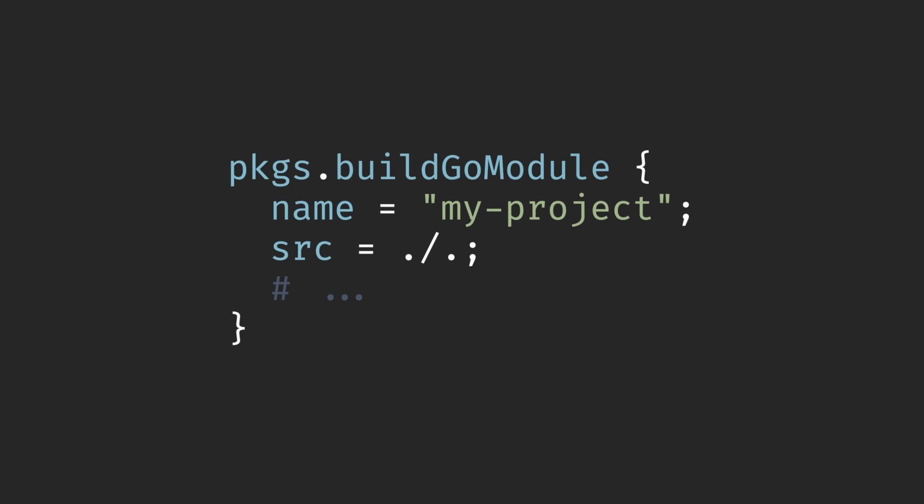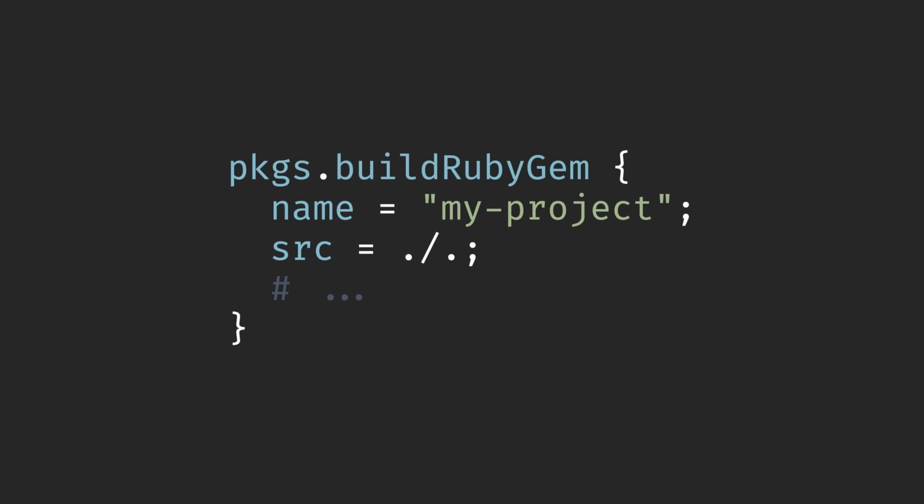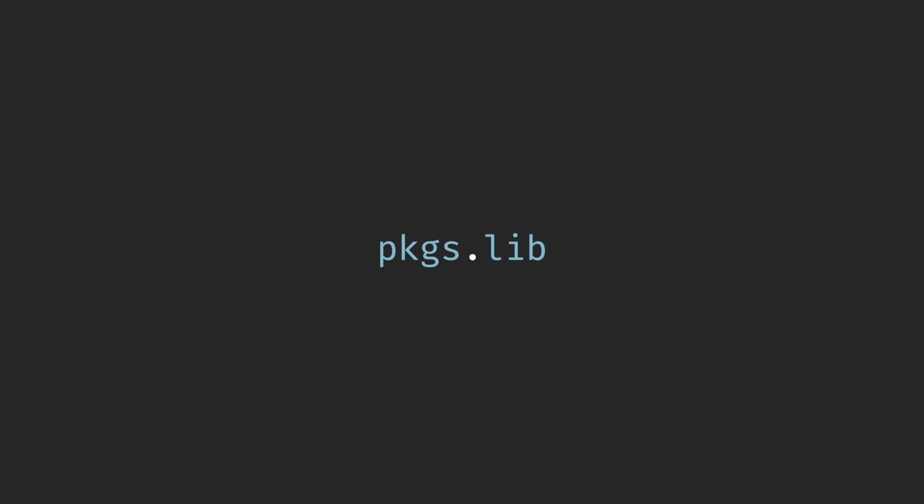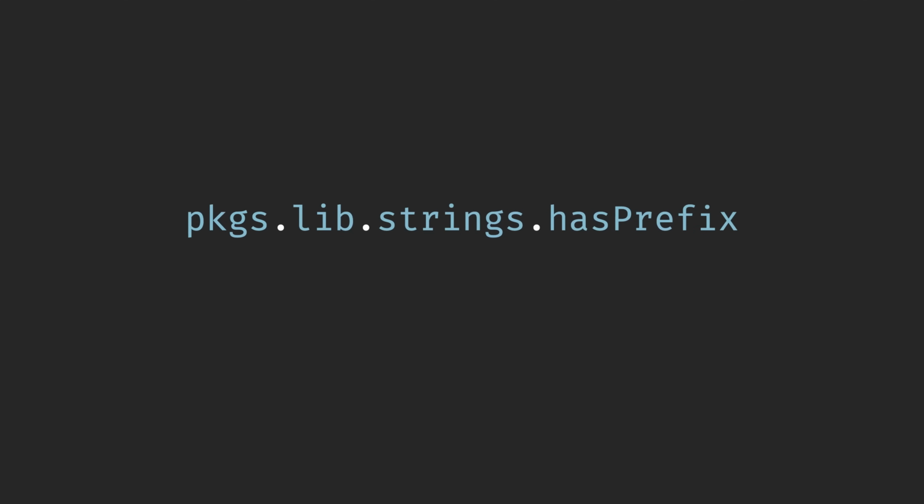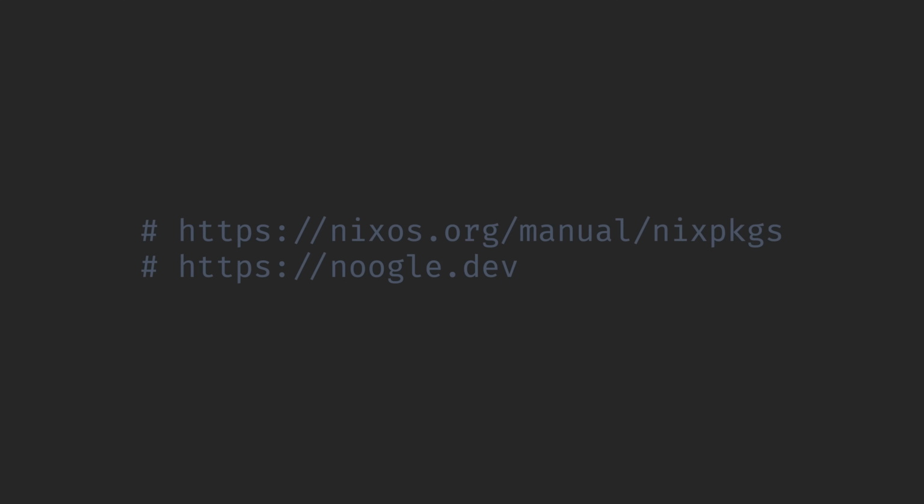There are similar helpers for Node.js projects, for Go projects, for Dart projects, for .NET projects, for Ruby projects, and so much more. Lastly, there is lib, which contains utilities. There you will find even more ways to download source code from the internet, but also functions to work with Nix values, like checking if a string starts with a prefix, mapping a function over a list, or deep merging attribute sets. The builtins, the lib, the stdenv, and all language and framework helpers are documented in the manual, which I can highly recommend to bookmark. There's also noogle.dev, which lets you search for Nix functions by name.